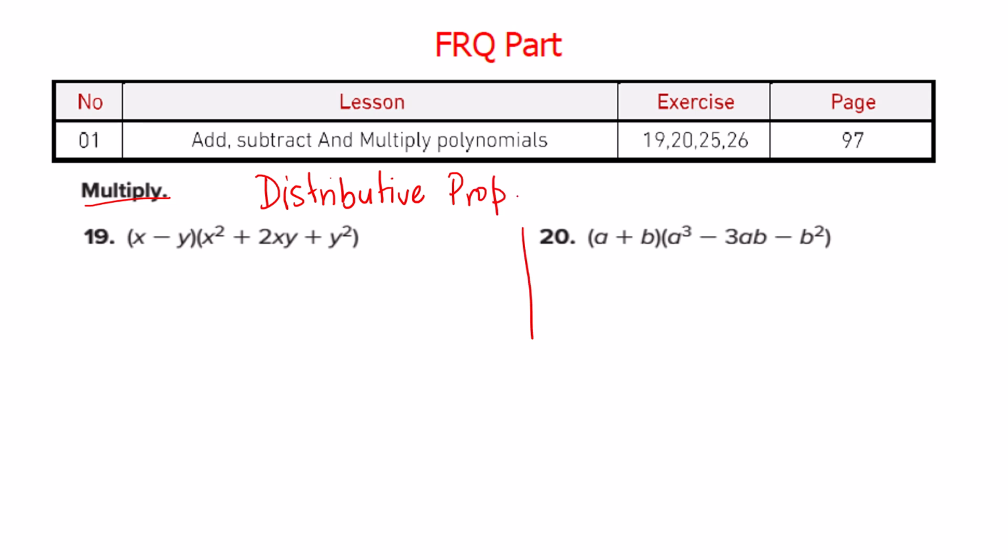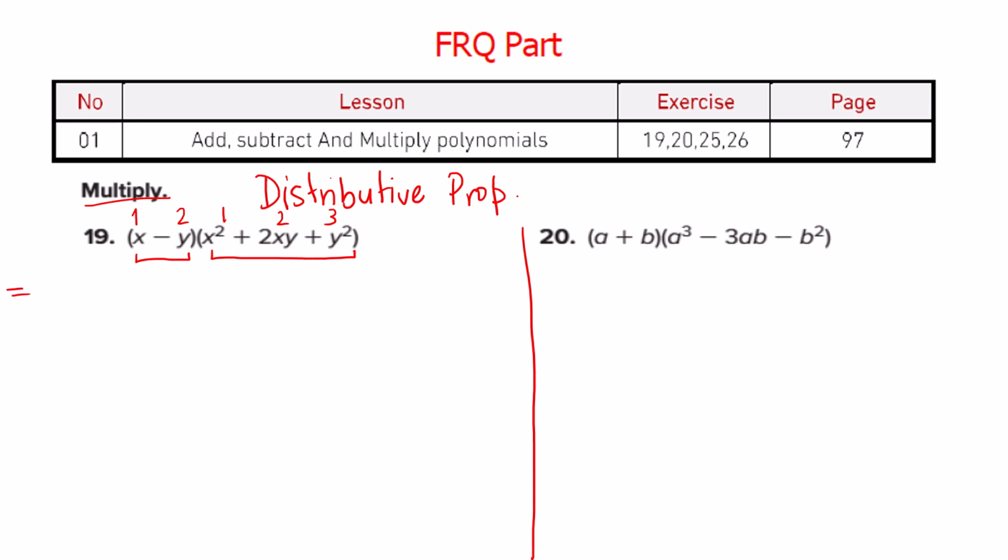Let's do 19 first. So here you have a binomial. How do you know it's a binomial? 1 and 2. And this one is a trinomial. 1, 2, 3. So many terms. So the first polynomial that you have, break it into parts, how many terms it has, and then do the distributive property. That's how we do it.